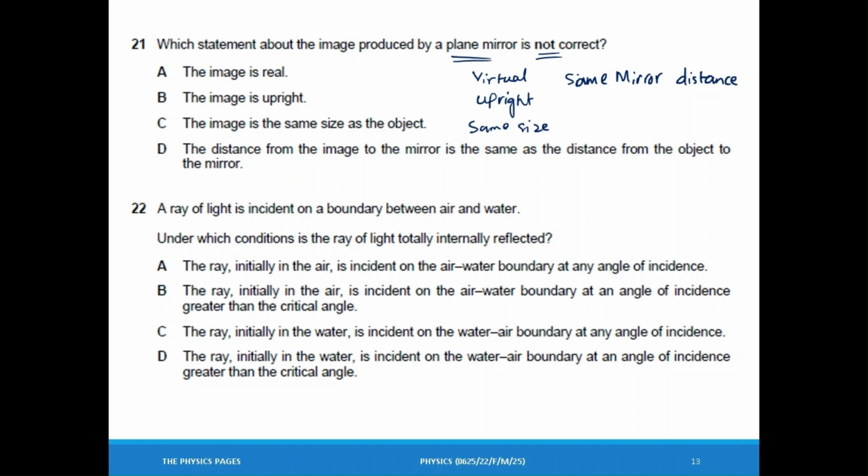So we need to know which is not true. So the first option says the image is real, which is impossible because the image cannot be seen on the other side, the image can be seen on the same side.